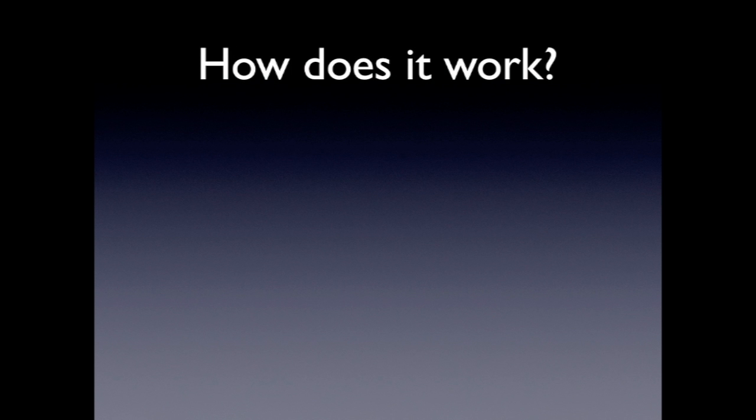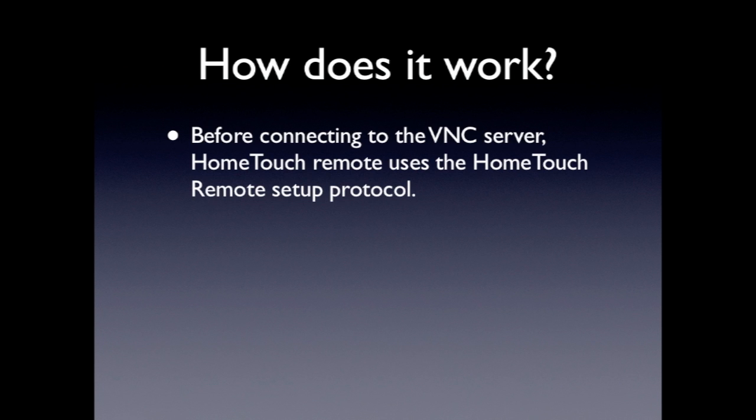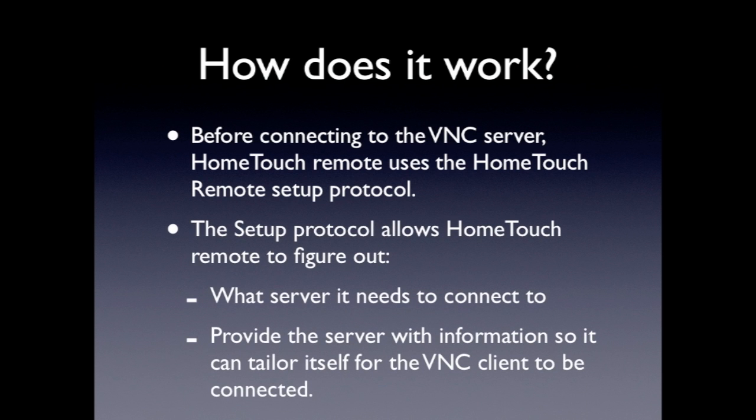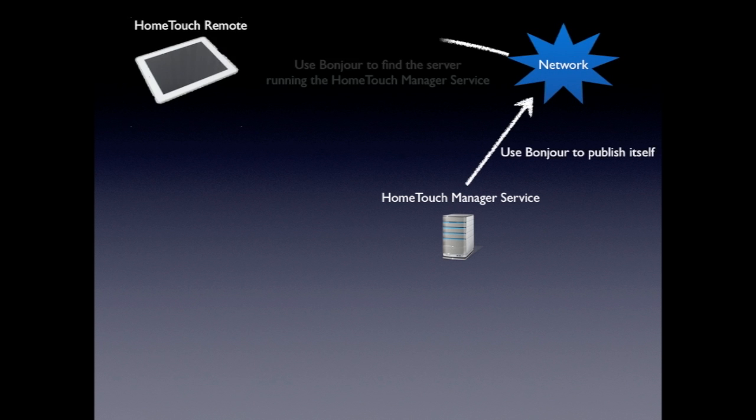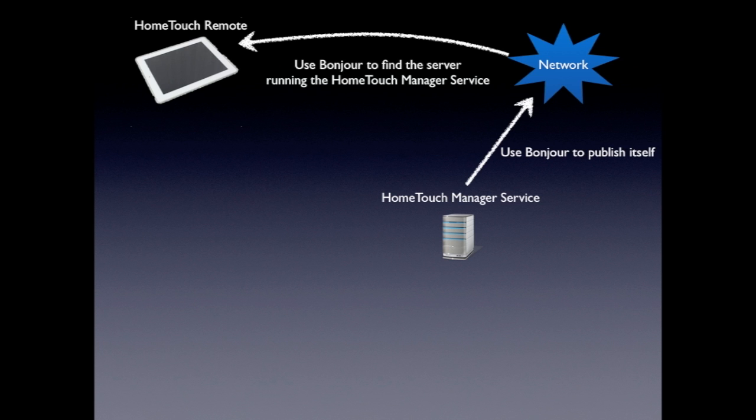How does it work? Before connecting to the VNC server, HomeTouch Remote uses the HomeTouch Remote Setup Protocol. The Setup Protocol allows HomeTouch Remote to figure out what server it needs to connect to and provides the server with information so it can tailor itself for the VNC client to be connected. The HomeTouch Manager service publishes itself on the network using Bonjour. HomeTouch Remote finds the server running the HomeTouch Manager service, again using Bonjour.